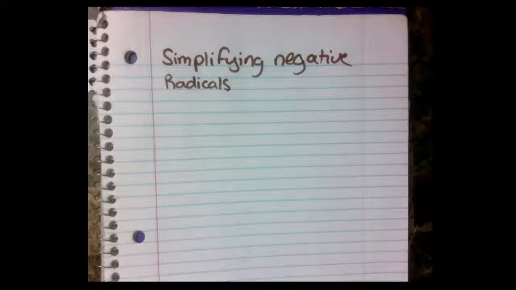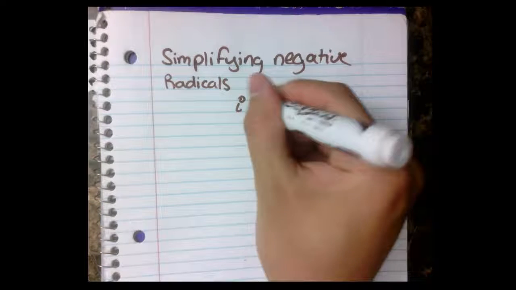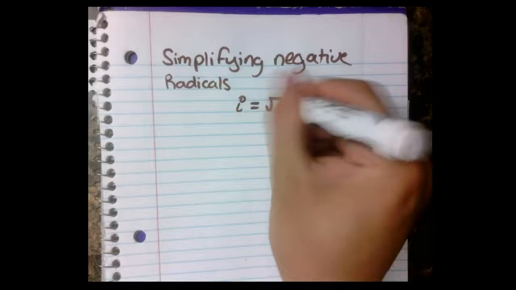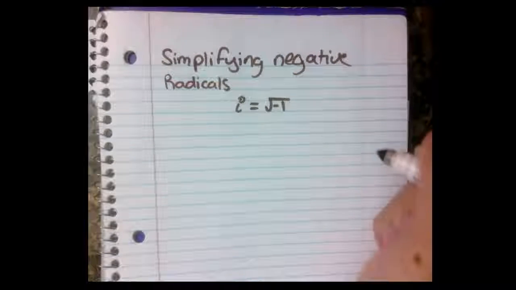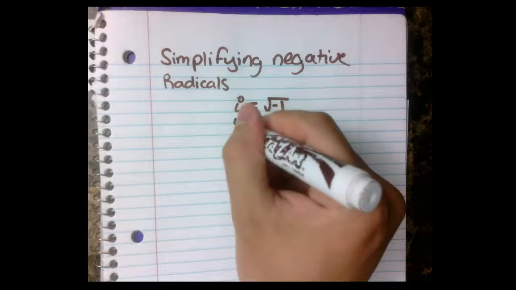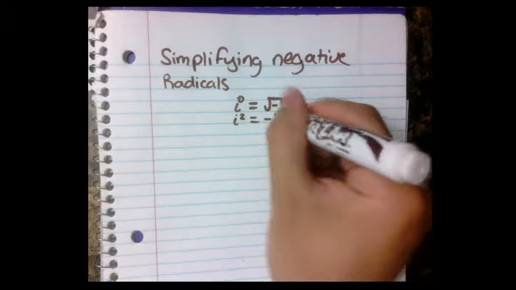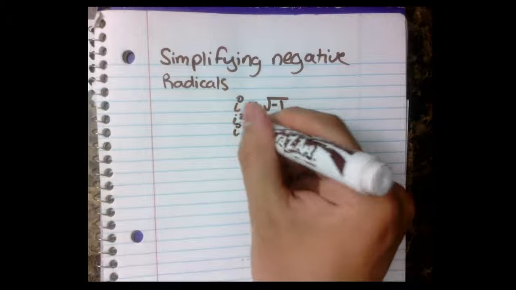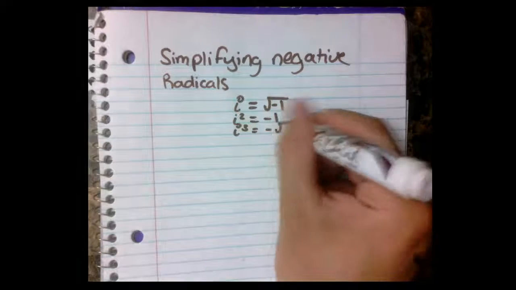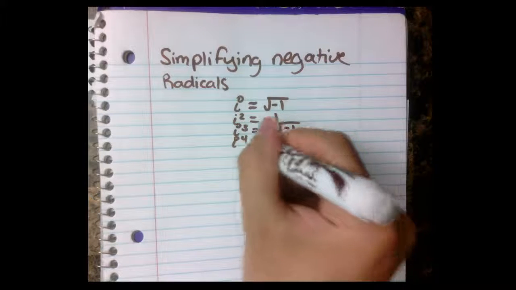So let's go ahead and start off with our simple chart. I'm not going to be proving anything here, so I'm not going to write the proofs for why i squared. So i squared is negative 1. i cubed is the negative square root of negative 1, and then i to the fourth is 1.